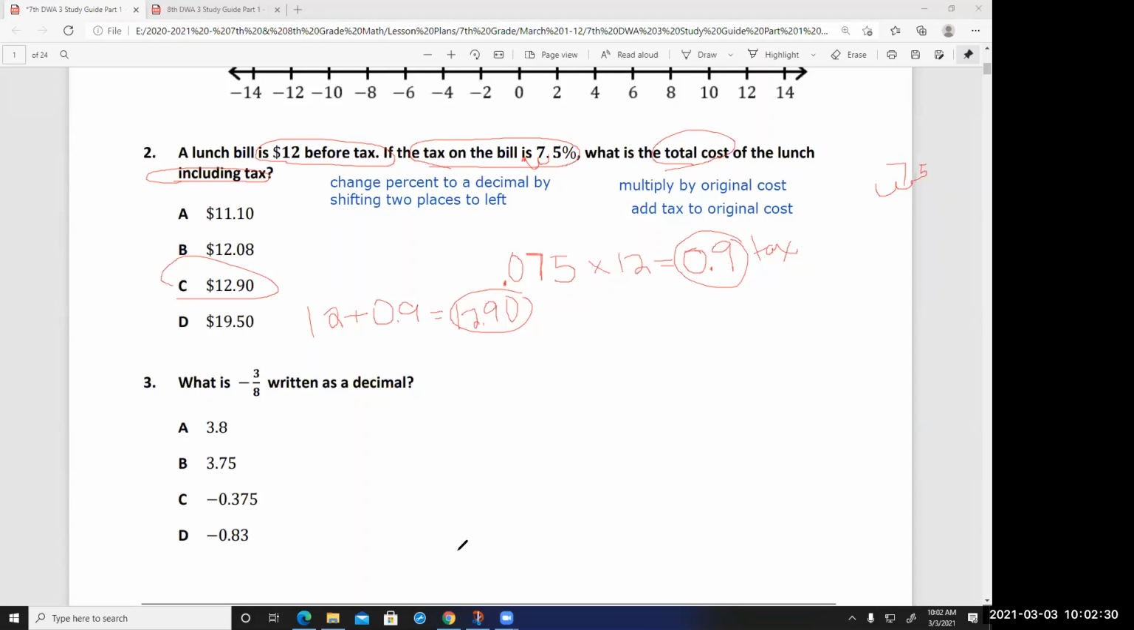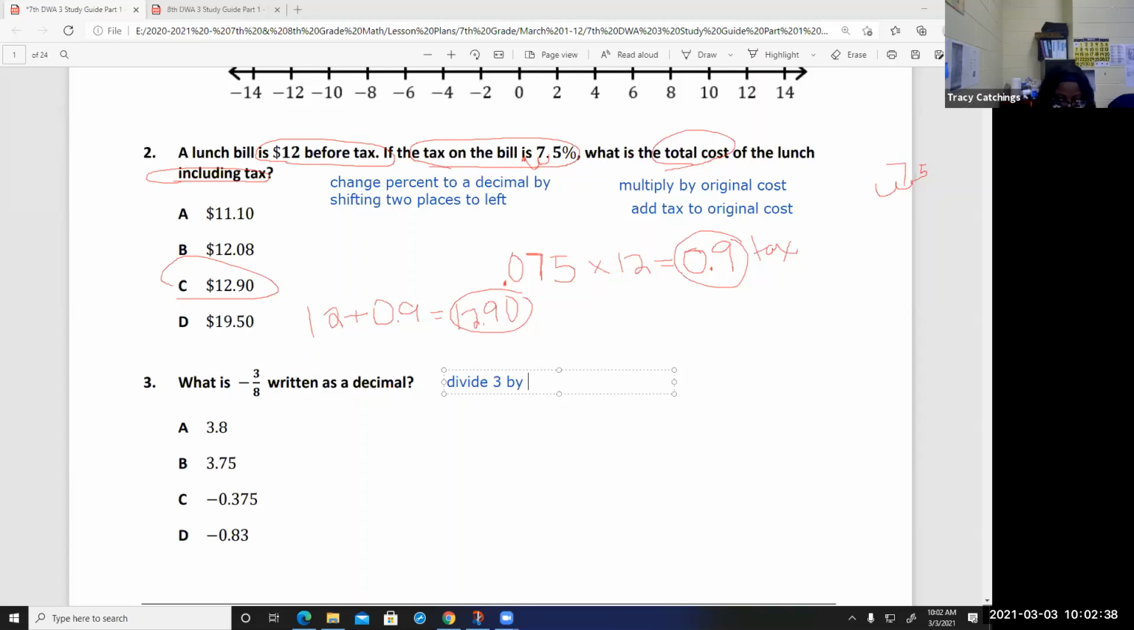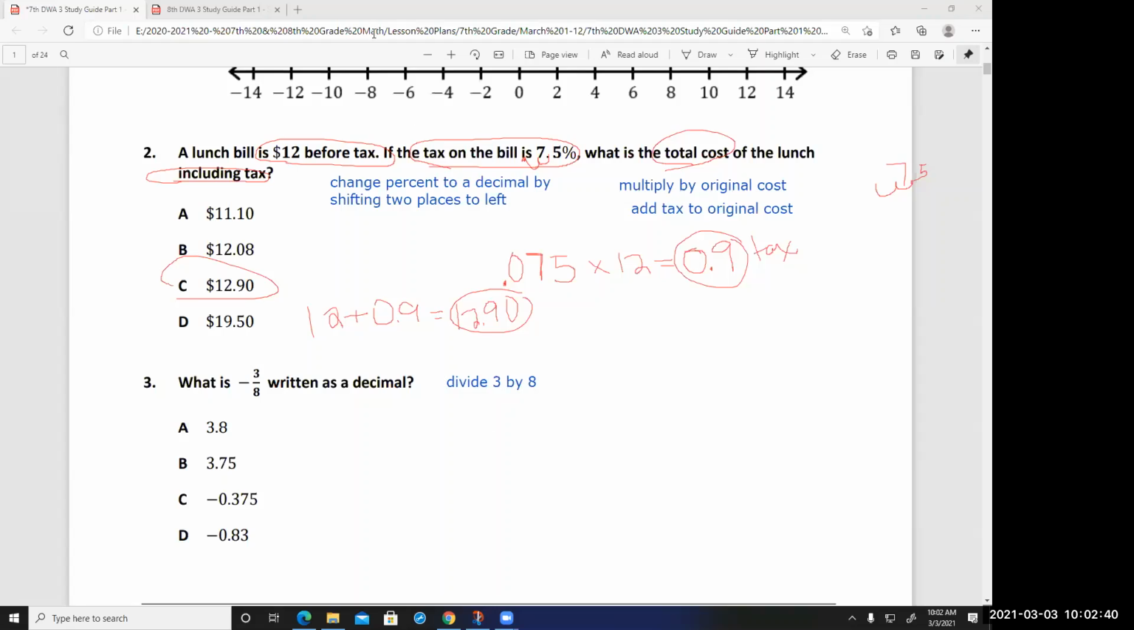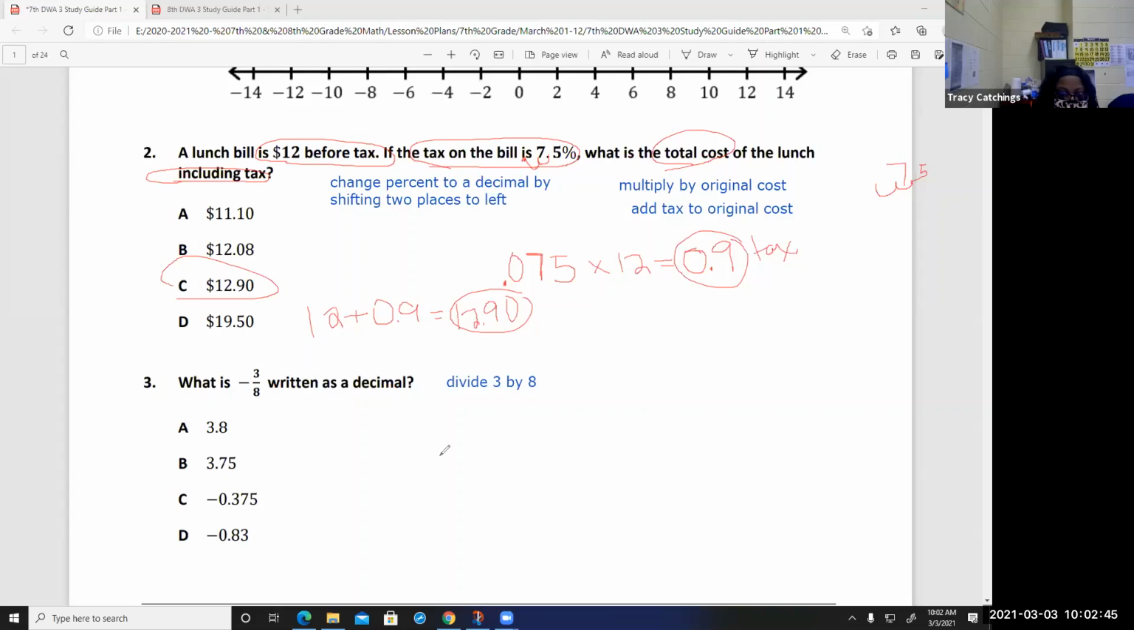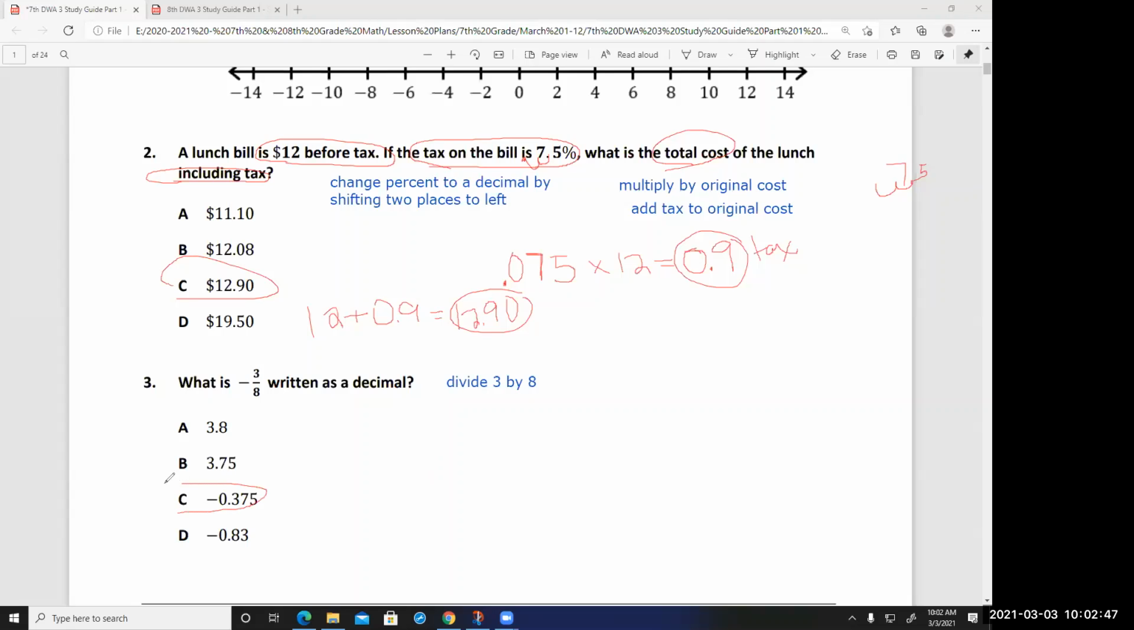Somebody tell us what we're doing. Good job, Kennedy. What are we dividing? Divide 3 by 8, or that numerator by the denominator. 3/8. What you got? 0.375.